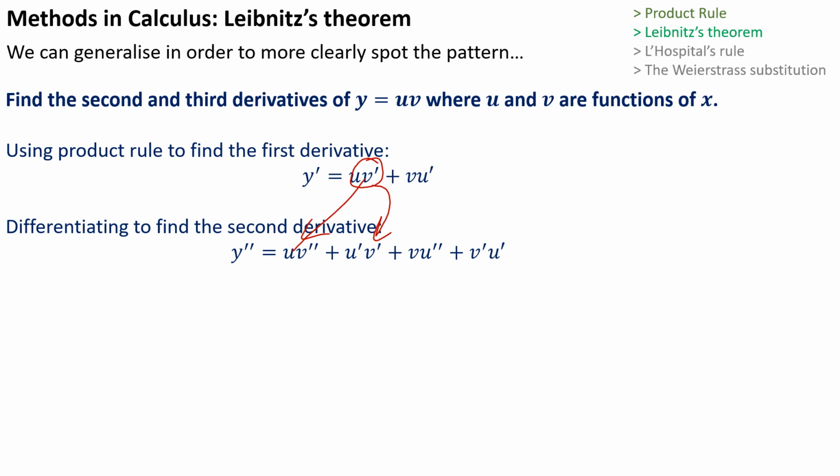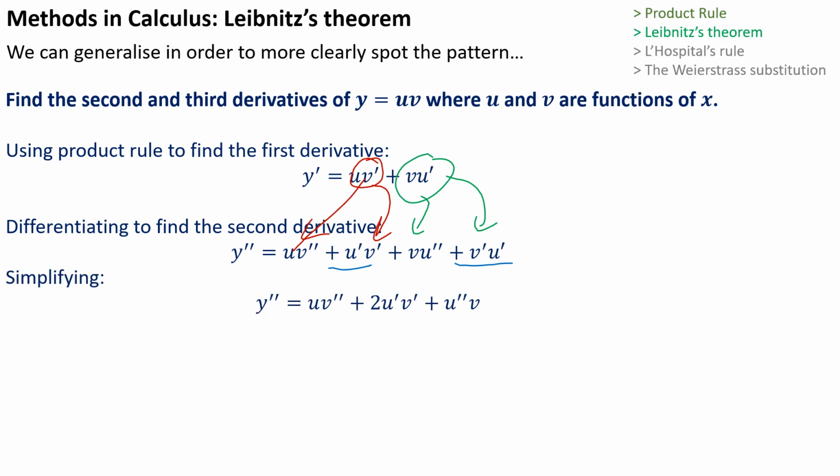We do the same kind of thing with this one. We either leave the v intact or we differentiate it, and at the same time we either differentiate or leave intact the u dash. We get v u double dash and v dash u dash. But if you're paying close attention, you'll notice that two of these terms are actually the same. u dash v dash and v dash u dash. They might be written in a different order, but they're the same term. So we can put them together. u v double dash plus u dash v dash times 2 plus u double dash v.